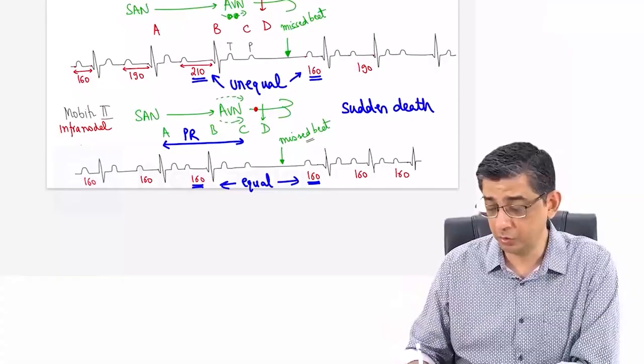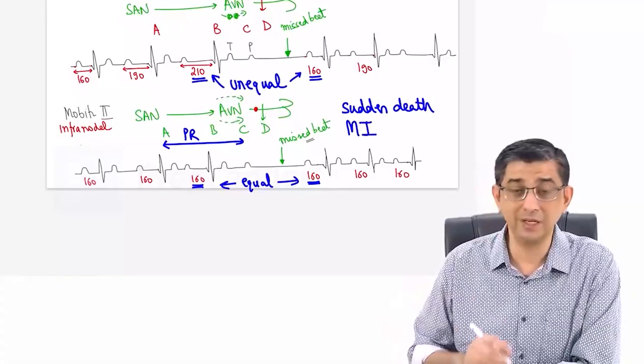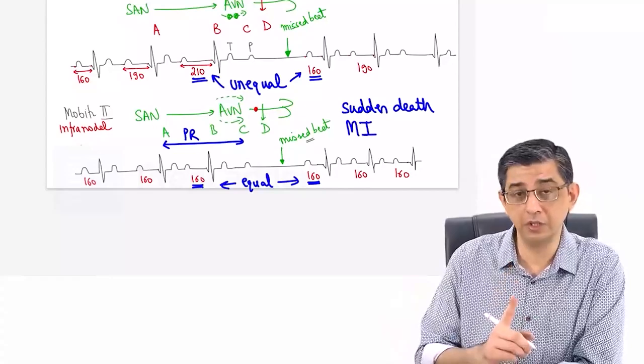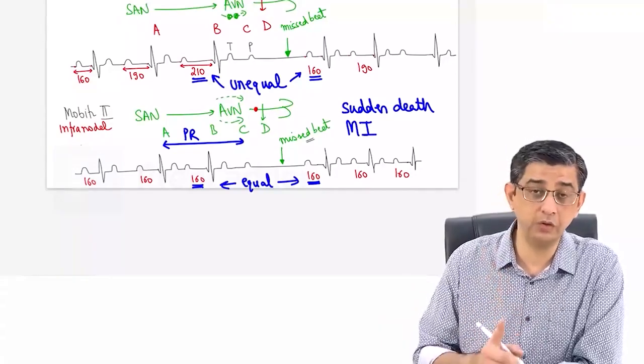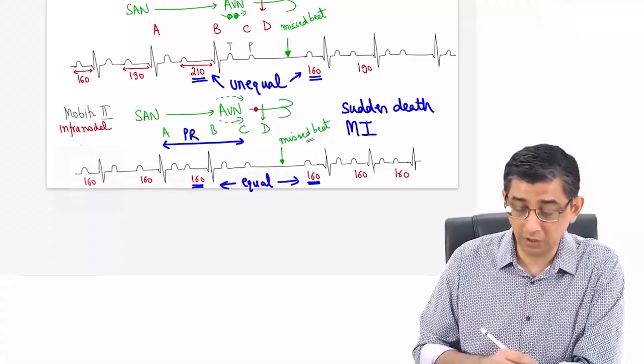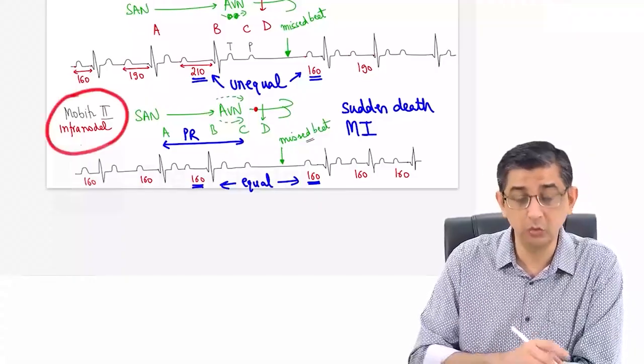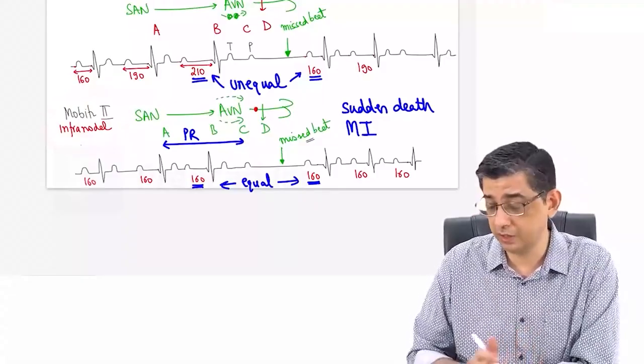But at the moment, I want you to remember, I have already taught you that sudden death in MI is due to ventricular fibrillation. But if he asks which bradyarrhythmia causes sudden death in MI, the answer is the topic that I've just explained to you, Mobitz 2 heart block. I'm going to repeat this again, guys.